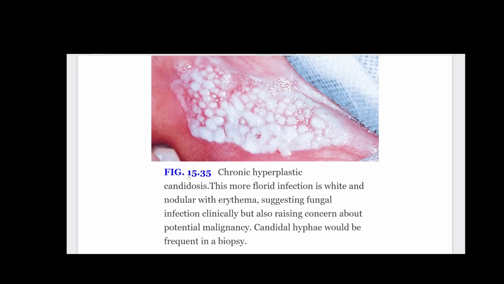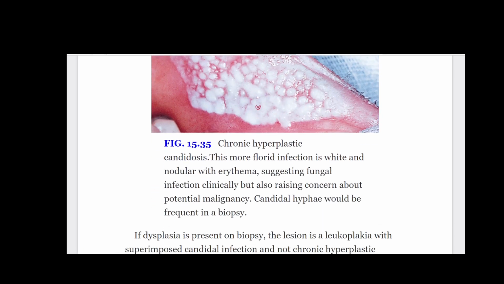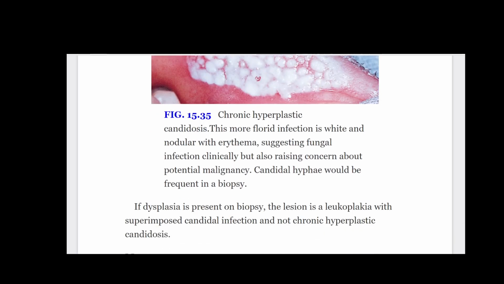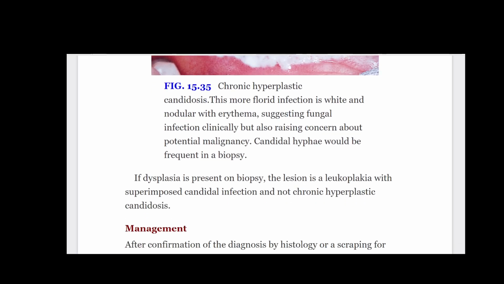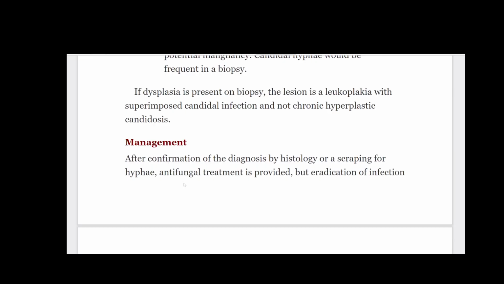Fig. 15.35 Chronic hyperplastic candidosis. This more florid infection is white and nodular with erythema, suggesting fungal infection clinically but also raising concern about potential malignancy. Candidal hyphae would be frequent in a biopsy.